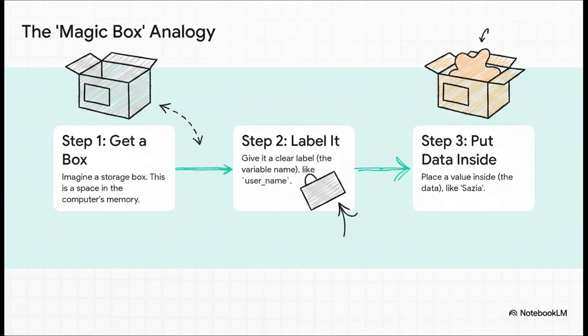Okay, step 1. Just picture a simple storage box. This is your spot in the computer's memory. Step 2. You've got to give that box a label so you can find it later, right? Let's call it user_name. And finally, step 3. You put something inside it, the actual data, like the name Sazia. And there you have it. That's a variable. It's that simple.